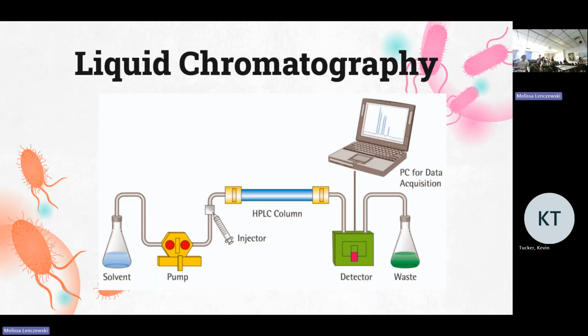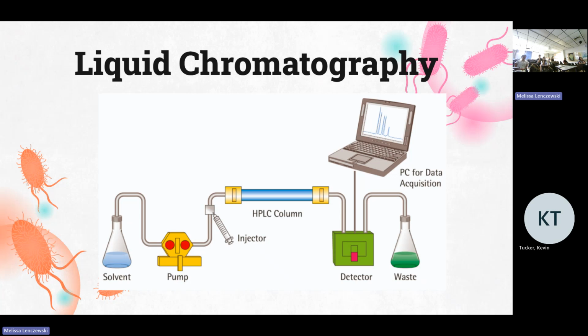With this, it also kind of works the same with liquid chromatography. We're going to have a solvent there. That's going to be our mobile phase. It's going to go through a pump, and then we're going to inject the water sample in there. It's going to go through the HPLC column. This is the stationary phase. This is usually filled with silica.